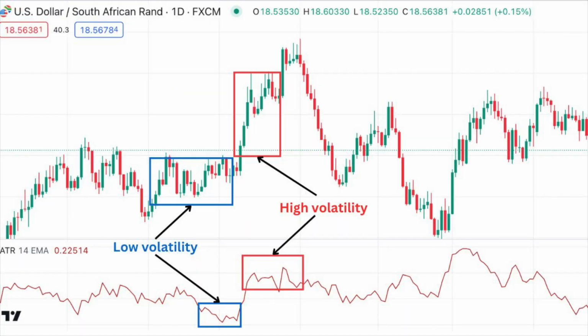Now that we know what the ATR is, let's discuss how you can use it as part of a trading strategy. So the ATR helps you understand market volatility, as we mentioned before. A high value ATR indicates high volatility, meaning price movements are larger. Conversely, a low ATR suggests low volatility and smaller price movements. This information is crucial when setting your stop loss and take profit levels.